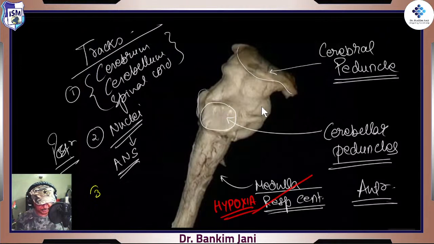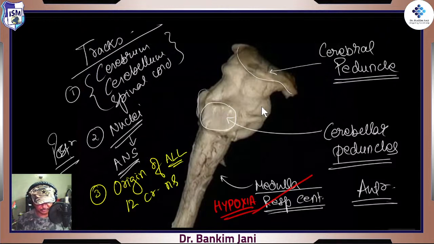The third important thing which we'll see in this case is that here there will be the origin of all 12 cranial nerves. That's right. From this much area only, all 12 cranial nerves will be emerging. So that's where we'll see them carefully, right?